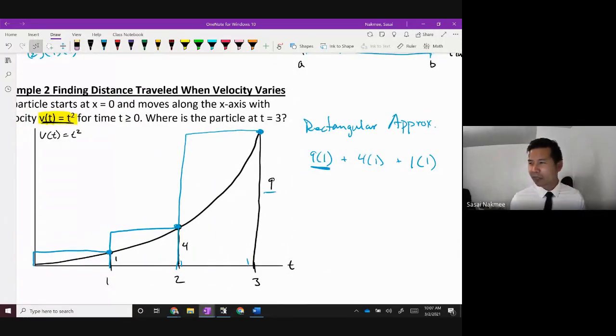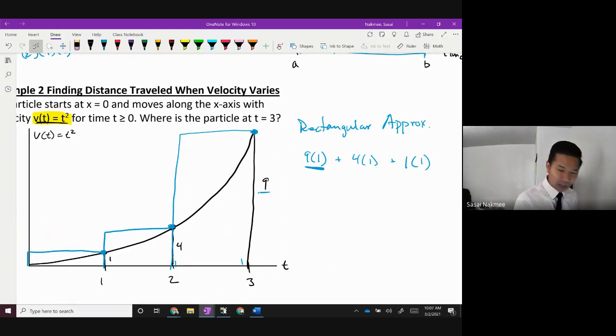Now, let me ask you guys in the chat, is this going to be an over approximation or an under approximation? What do you guys think? Just by looking at it. Monica's like, over. Clearly, Brian, over. Yeah, it is going to be an over approximation, but it's still an approximation, isn't it? It's still a little bit better.